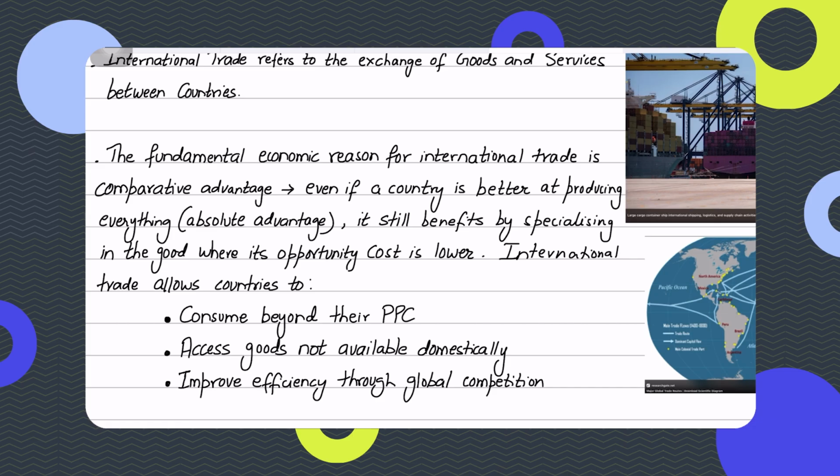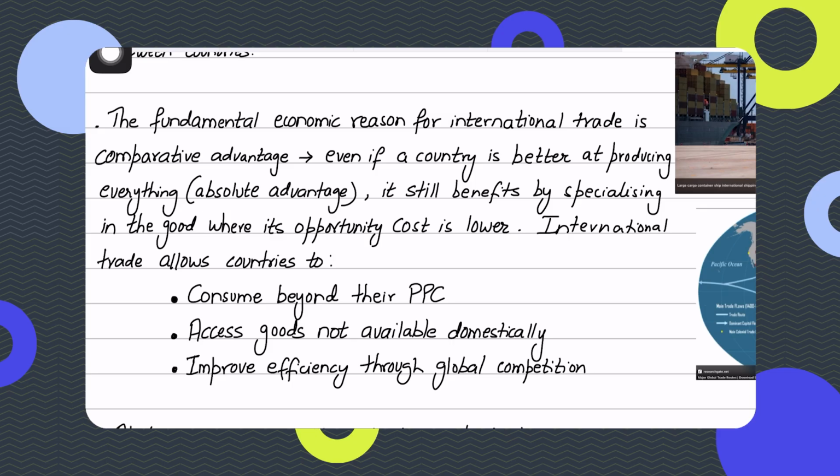Saudi Arabia exports oil. So, the fundamental economic reason, guys, for international trade is actually comparative advantage. We'll study comparative advantage later on, but it simply means that the theory teaches us that even if a country is better at producing everything, meaning it has an absolute advantage, let's say it is better at producing both good A and good B than another country, it can produce them better or in more quantity. But that doesn't mean that it has a comparative advantage as well, because comparative advantage is a totally different thing.